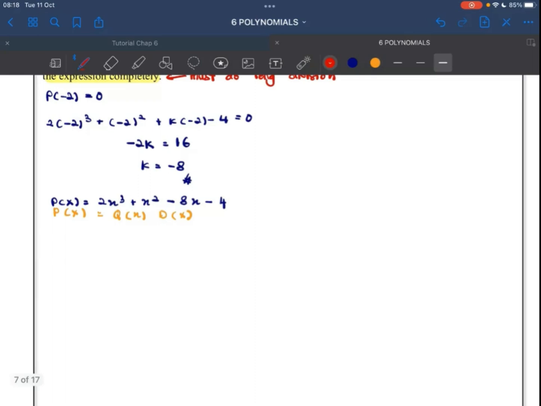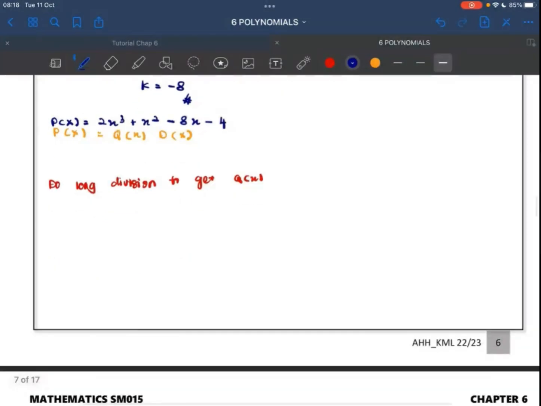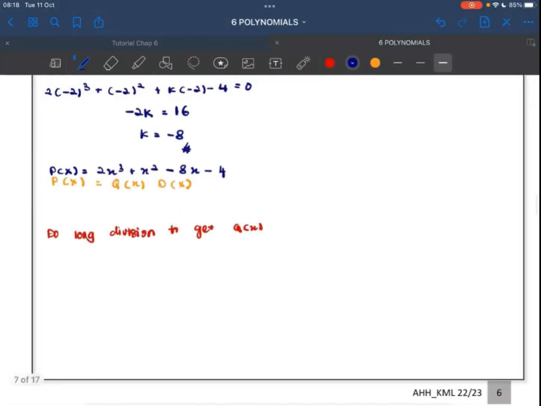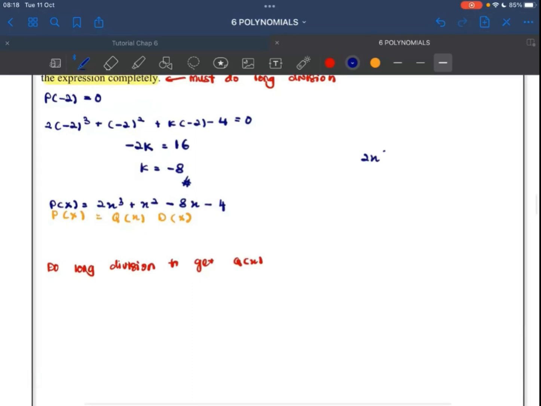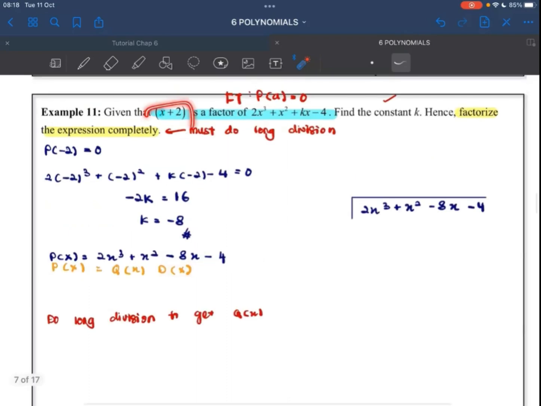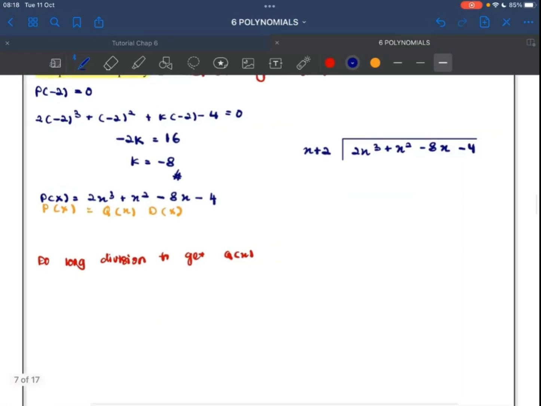So do long division to get Qx. Okay, kita ada long division, kita punya polynomial kita. Kita tulis sini: 2x cube plus x square minus 8x minus 4. Nak divide dengan apa? Divide dengan salah satu factor yang kita ada, which is dx. Dx ialah factor kamu. So kita divide by x plus 2. So now we are going to do long division.